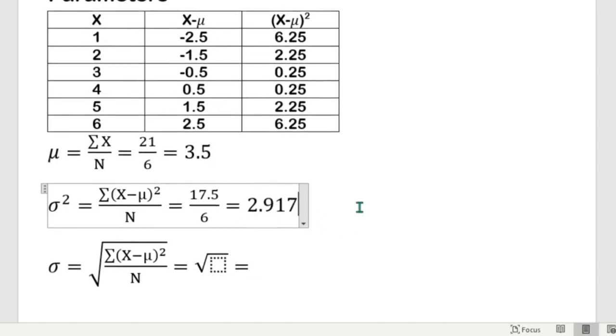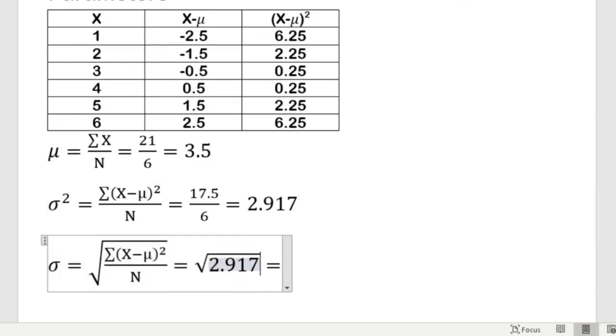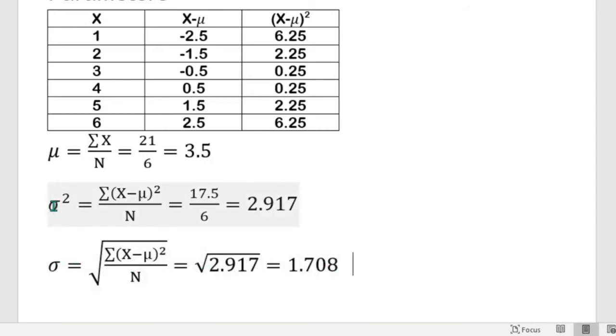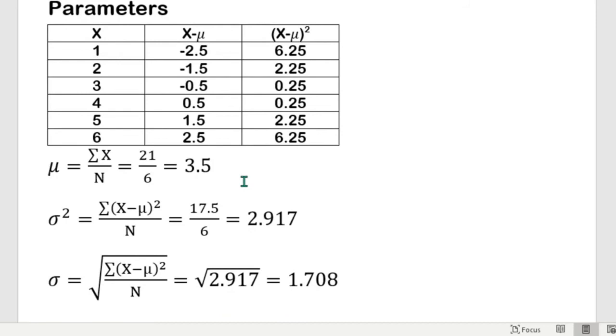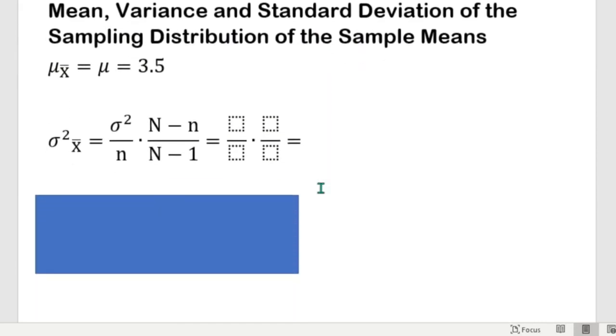Now is the population standard deviation. We know that to determine the standard deviation, we get the square root of the variance. Now, we have the square root of 2.917, which is equal to 1.708. We have now the value of the population standard deviation, the population variance, and the population mean. Now, we will be using these values in calculating the mean, variance, and standard deviation of the sampling distribution of the sample means.